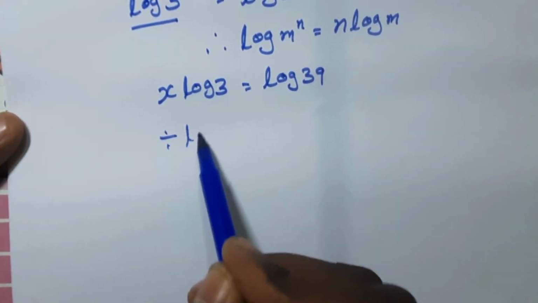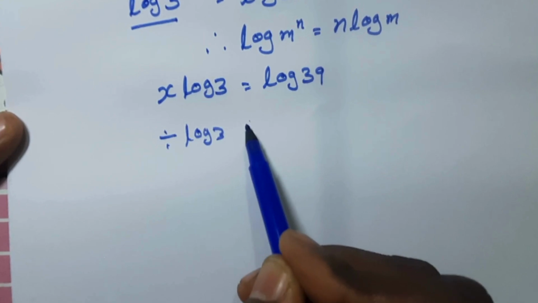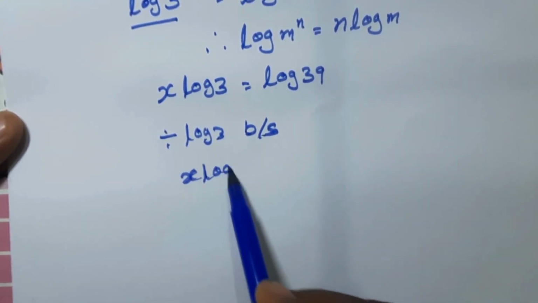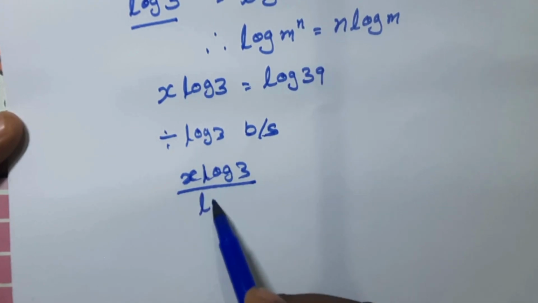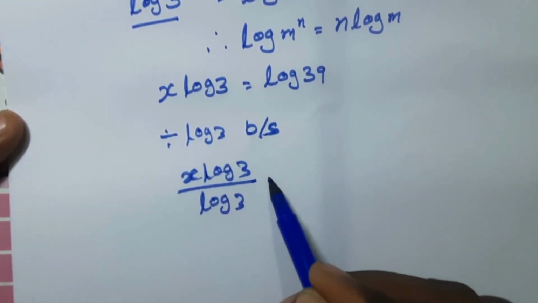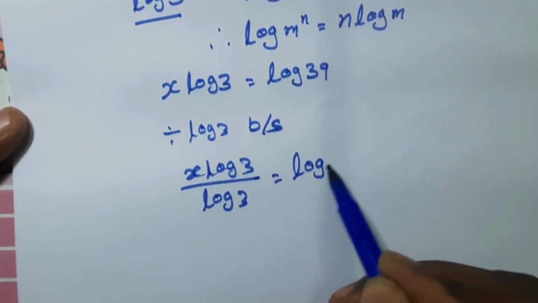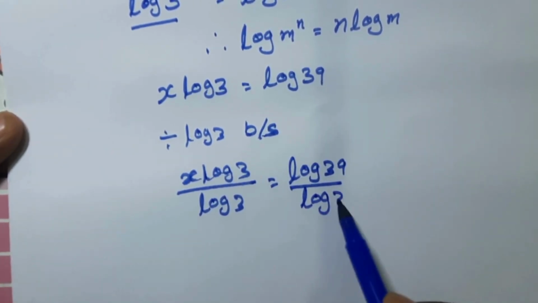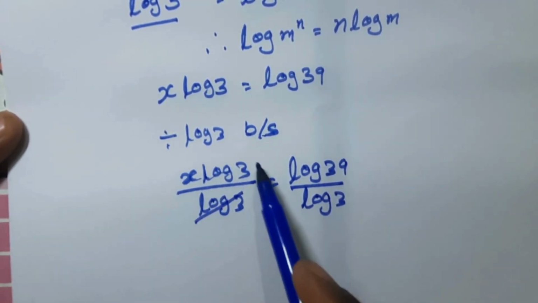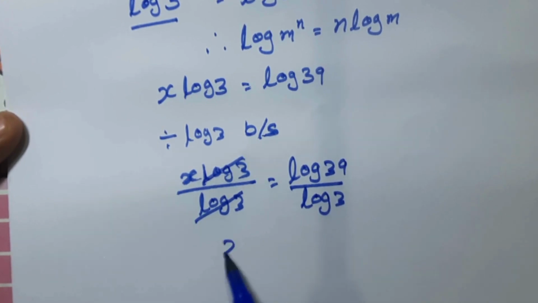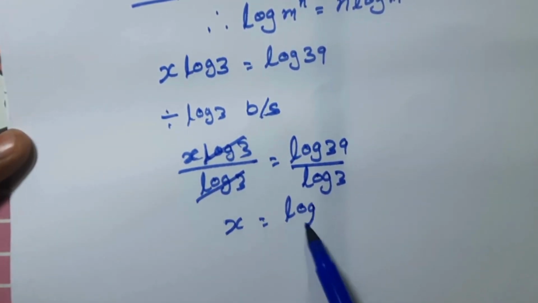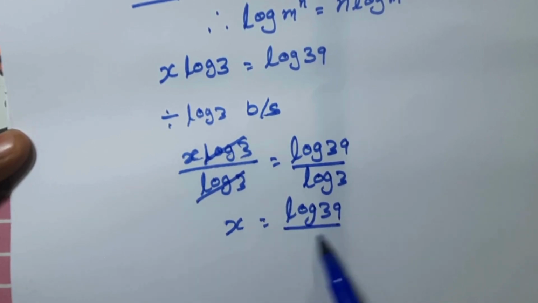Divide log 3 on both sides. x log 3 by log 3 equals log 39 by log 3. This log 3 and log 3 will get cancelled. So x equals log 39 by log 3.